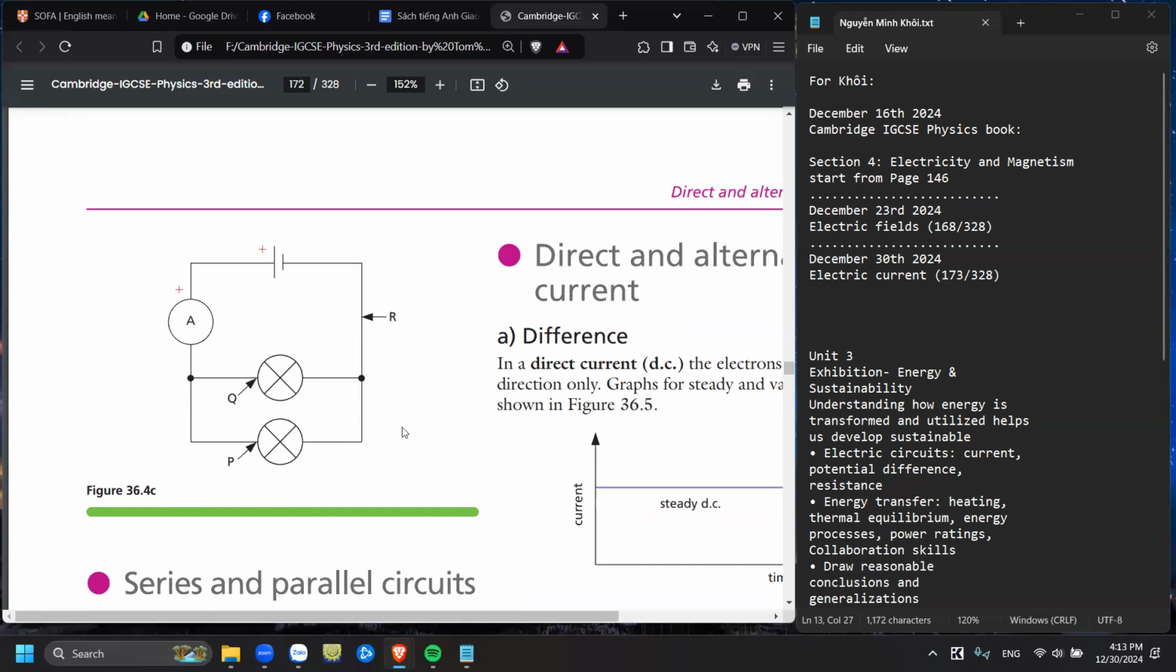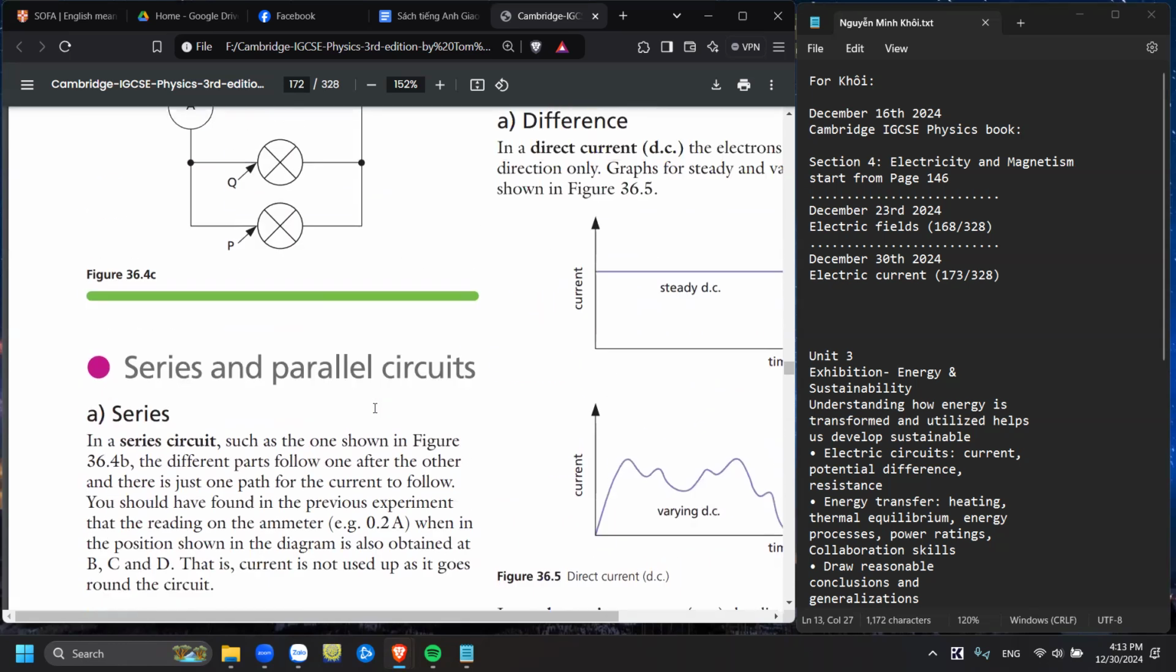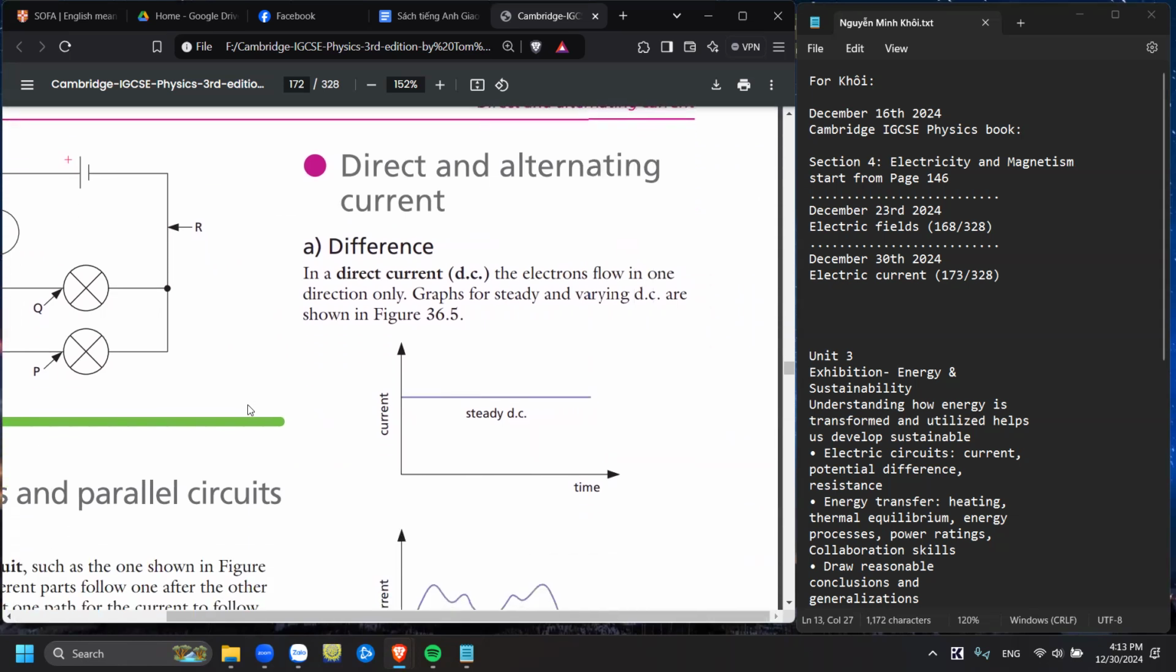Or in other words, let's say the current entering here and the current leaving here must be the same. However, the current going to this light bulb plus the current going to this light bulb has to be equal to the one leaving and entering, right? Is it understandable now, Chloe? Yeah. All right.